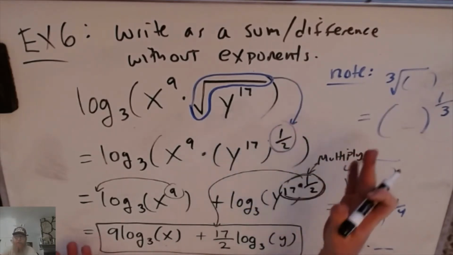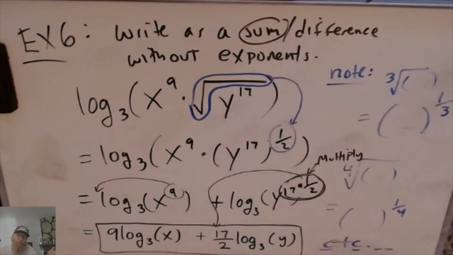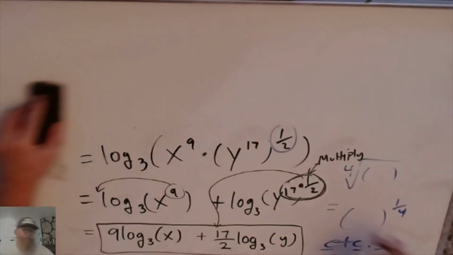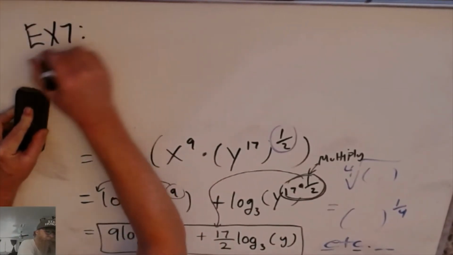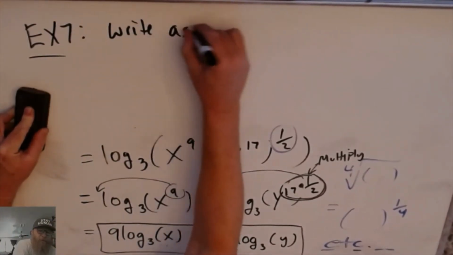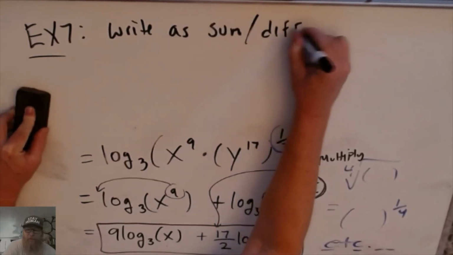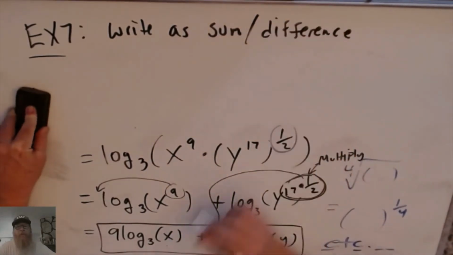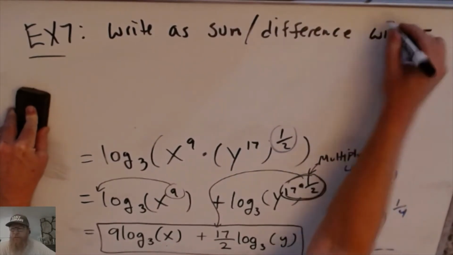It's a sum or a difference. In this case, it's a sum. I give you two options just in case your problem is slightly different. Keep going. Example 7. Same question. Write as the sum or the difference, depending on which version of the problem you get, without exponents.